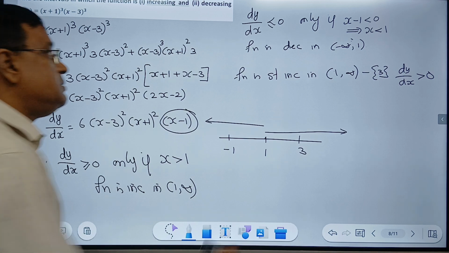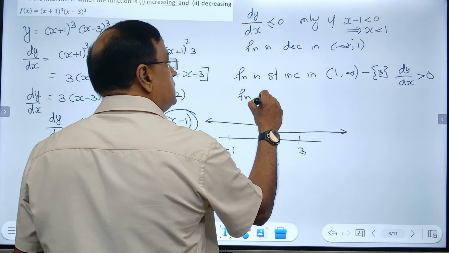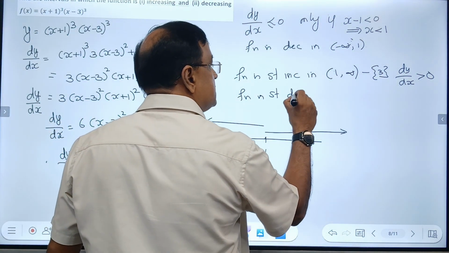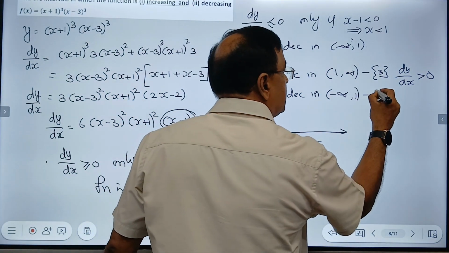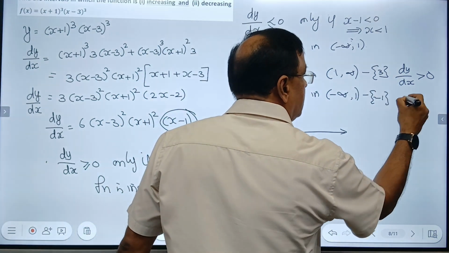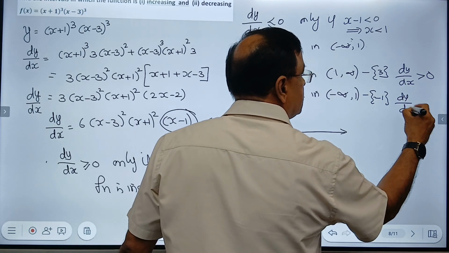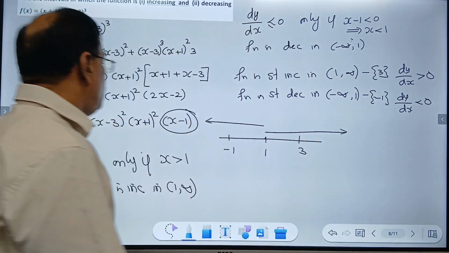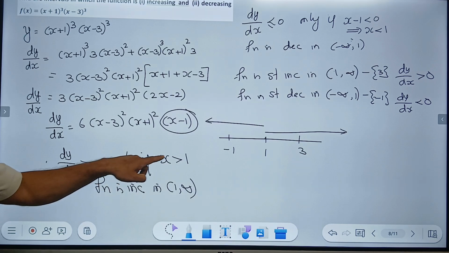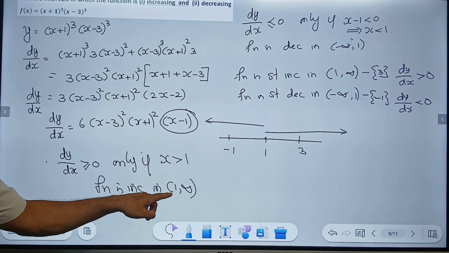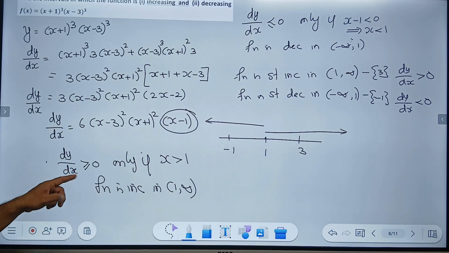Correct? Similarly, you can say the function is strictly decreasing in minus infinity comma 1 excluding minus 1. Here you can say dy by dx will be strictly less than 0. You cannot write greater than 0 here, because when x is greater than 1, you are also including 3. At 3, dy by dx will be 0.